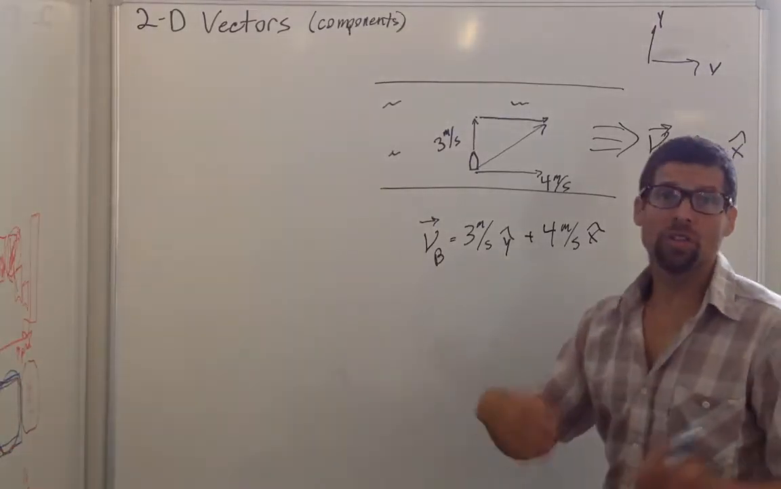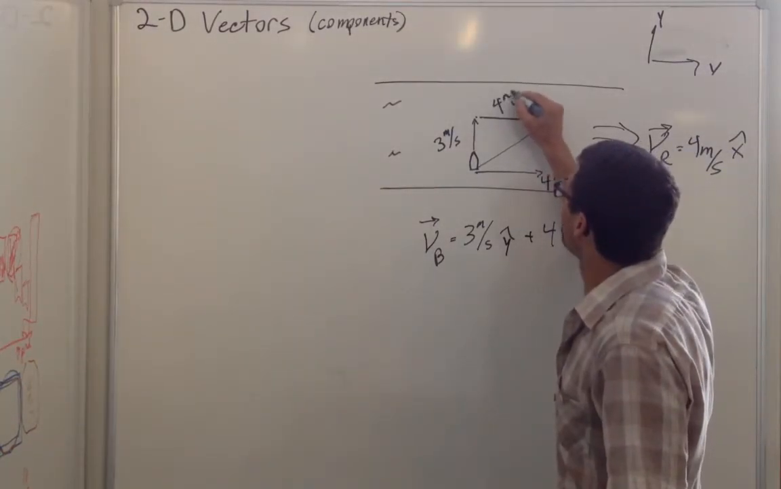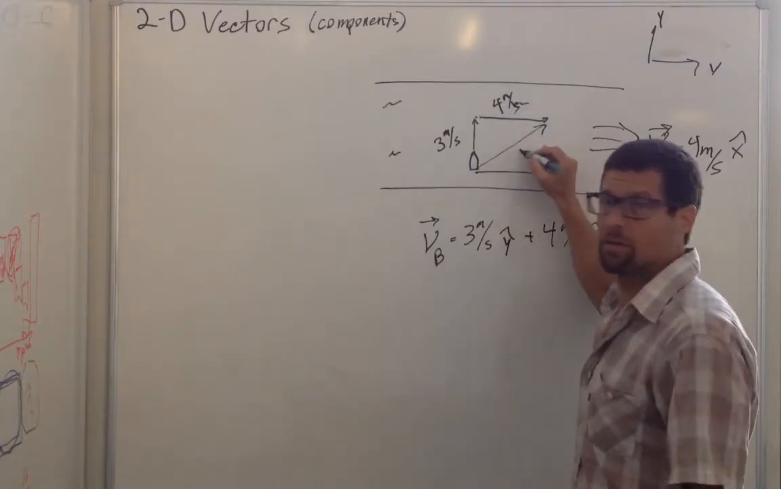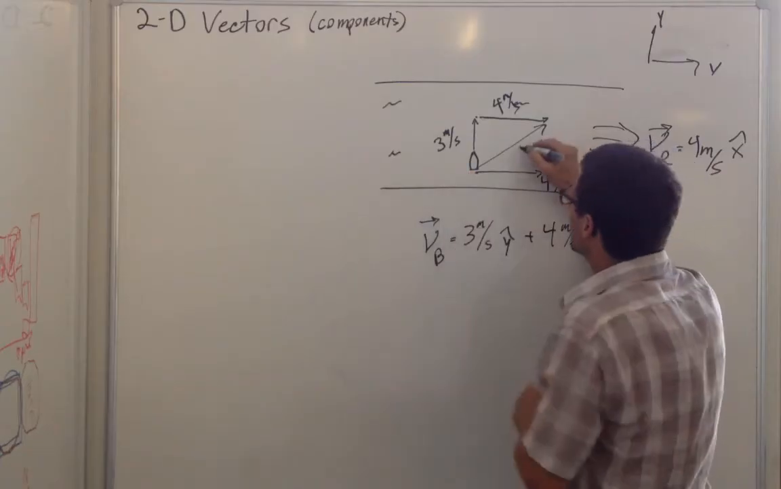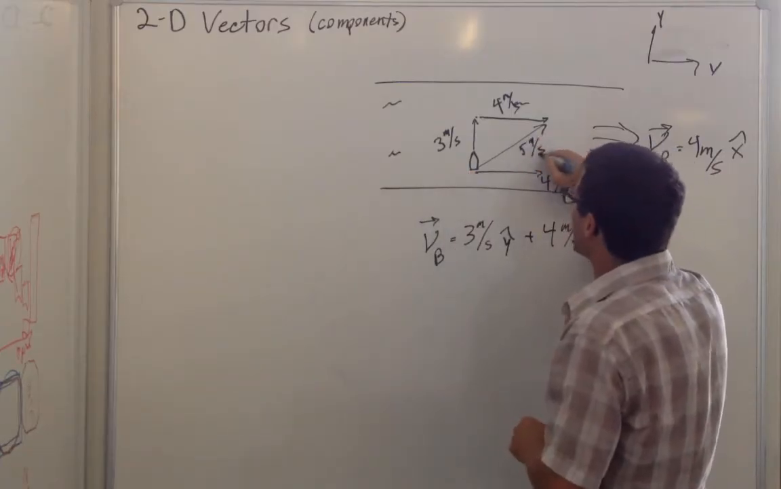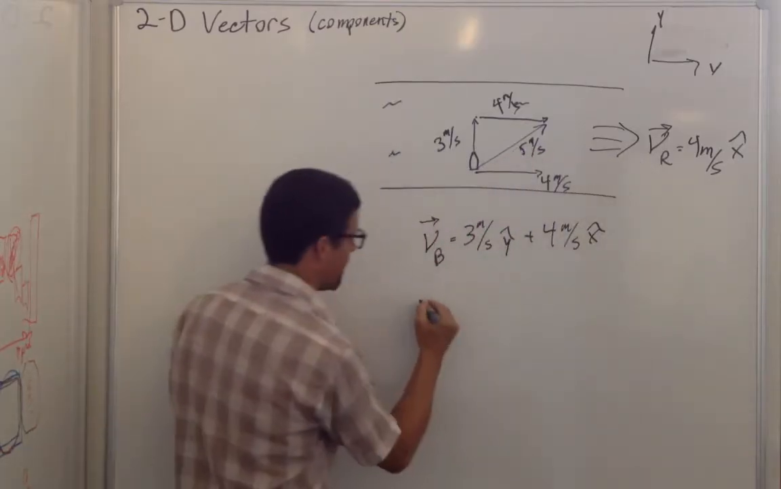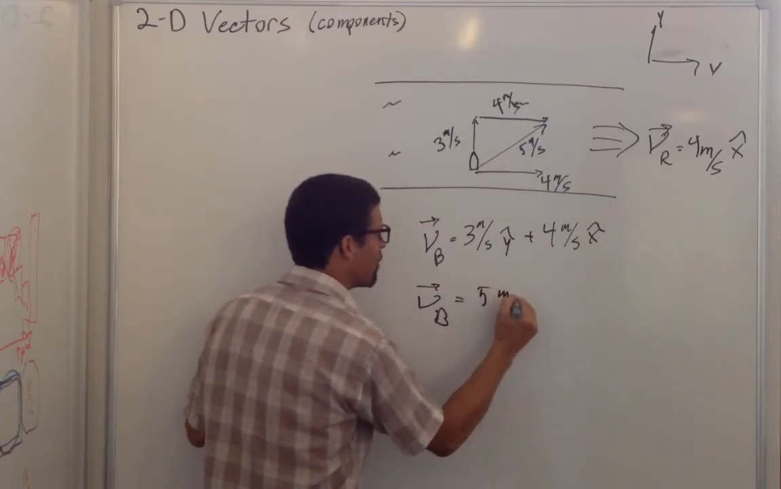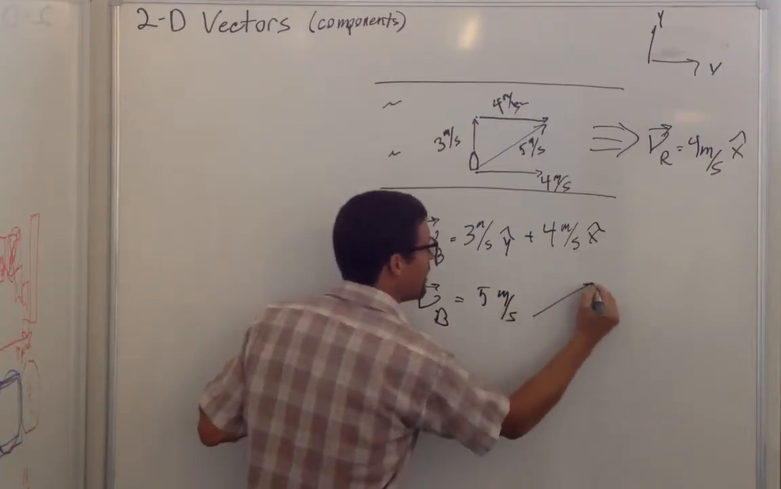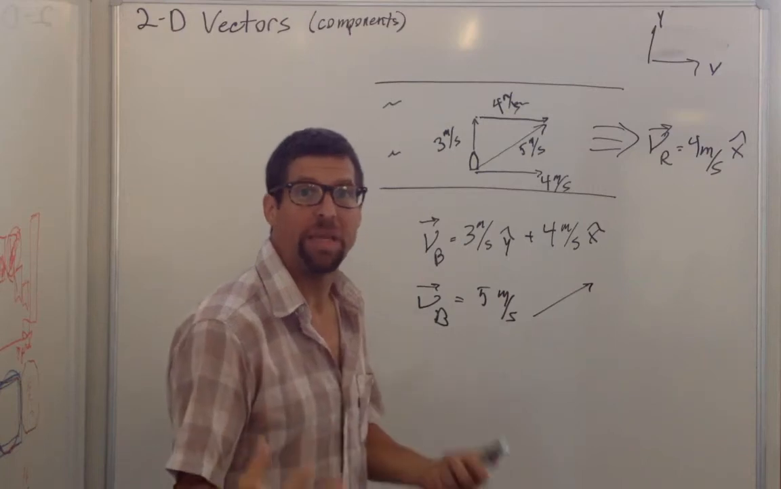Now you could also express this in polar coordinates. That is, this is a 3, 4, 5 right triangle, so I know that the absolute value of its velocity is 5 meters per second in that direction. And that could be as simple as me saying the velocity of the boat is equal to 5 meters per second in this direction. And so what happens if the boat speeds up?